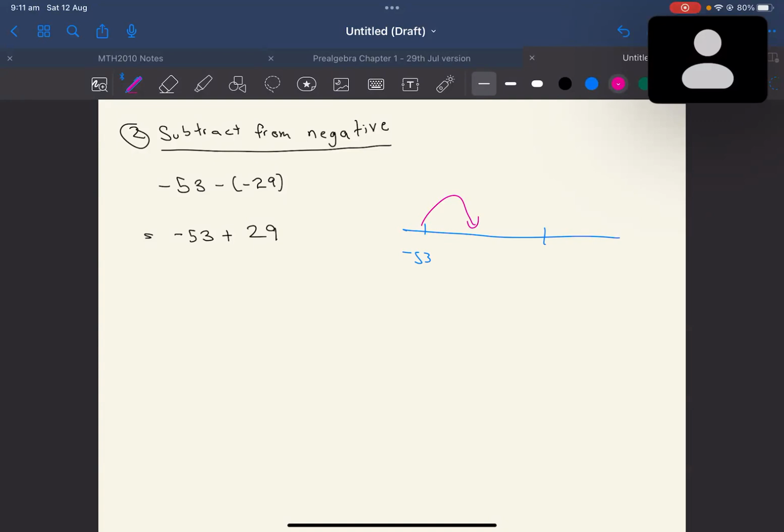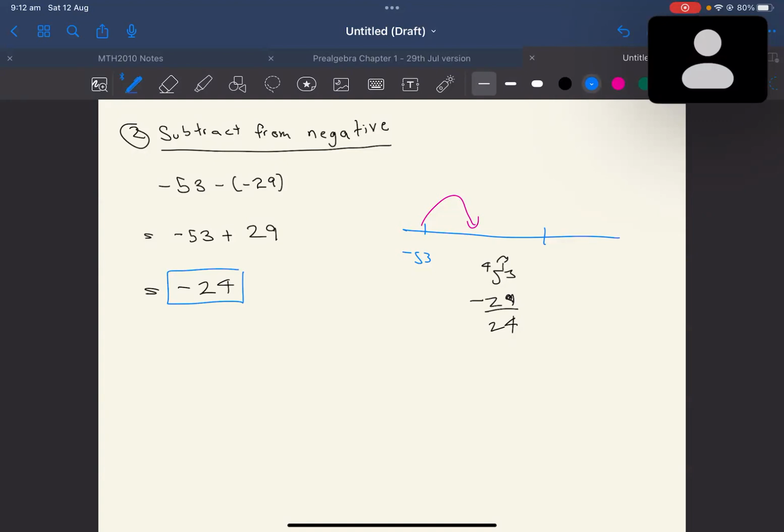Because you know it's a smaller negative, you do 53 minus 29. Figure out what the value is, and then you put the negative back. 53 minus 29: carry 1, 13 minus 9 is 4, then 4 minus 2 is 2. So it becomes 24. Since it's to the left of 0, it's still negative 24.